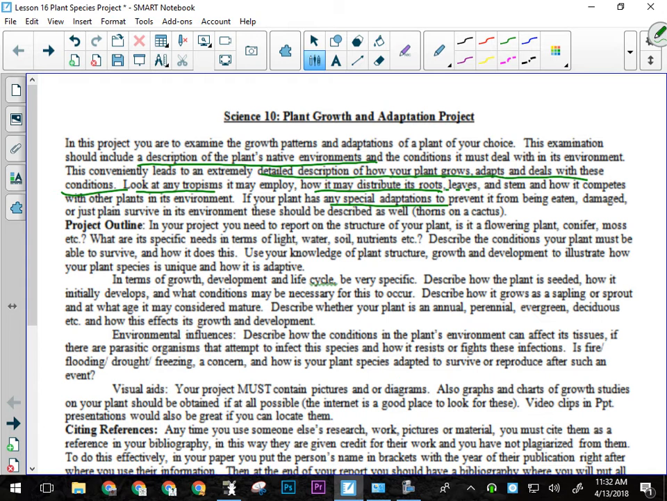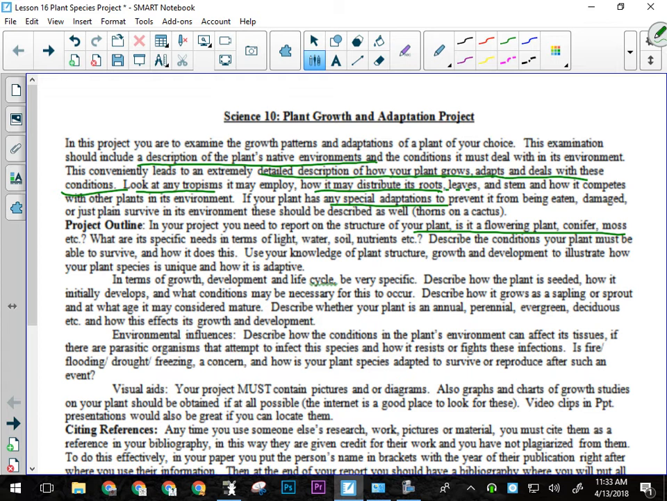Okay, so in your project, report on the structure of your plant. Is it a flowering plant? Is it a conifer? In terms of what we mean by that, a flowering plant, obviously, is anything that makes flowers and thus fruit. A conifer is something that produces cones. So pine trees and spruce trees are conifers. Is it a moss, a grass? A liverwort, a hornwort, whatever it is you're going to look at.